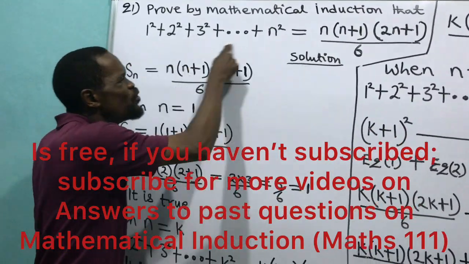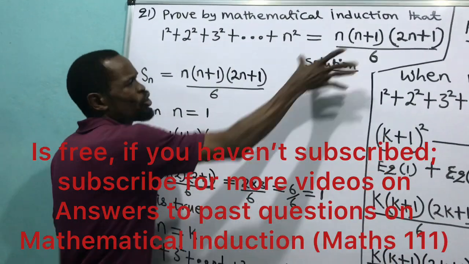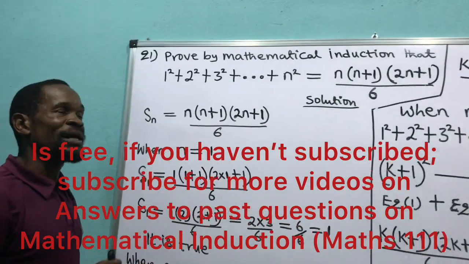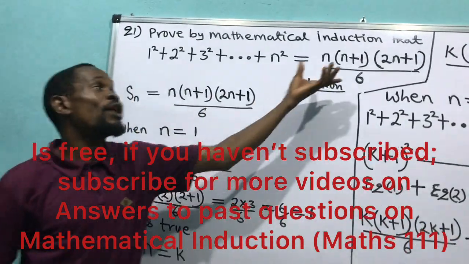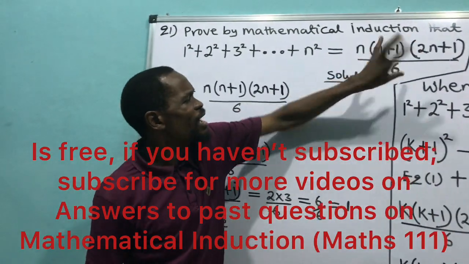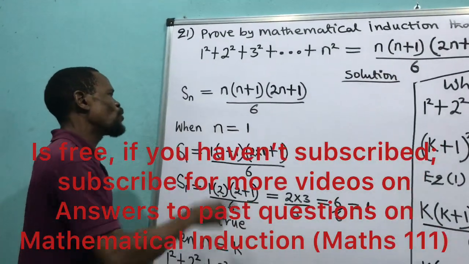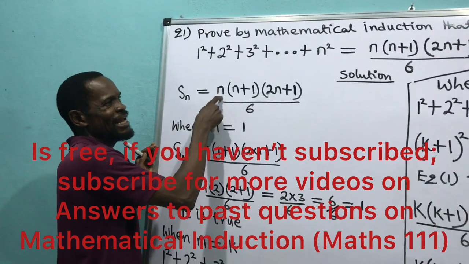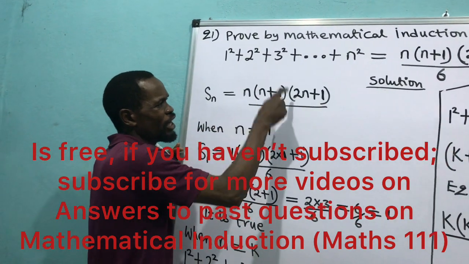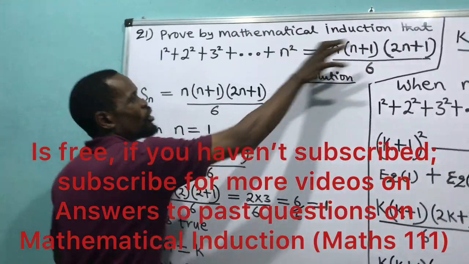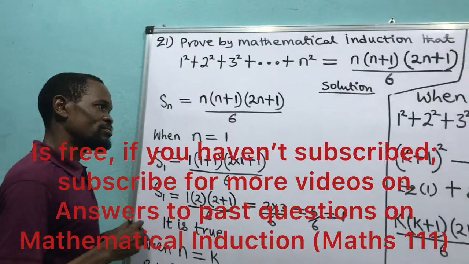Rather, we are giving you a series to sum. And somebody comes and gives you this formula to use for this particular question. Then we are going to test what the person gave you, this formula. I'll call it the sum of n equals n times (n plus 1) times (2n plus 1) over 6. We'll call it the sum generator.